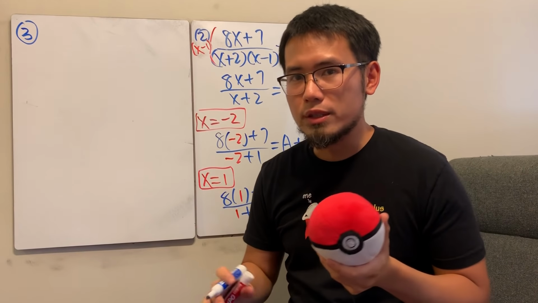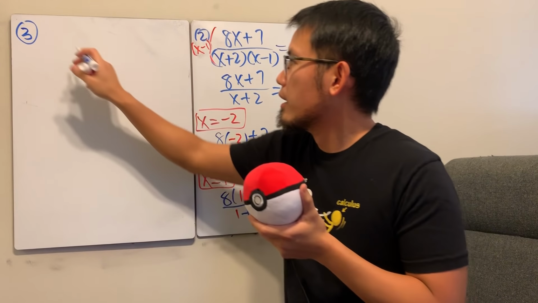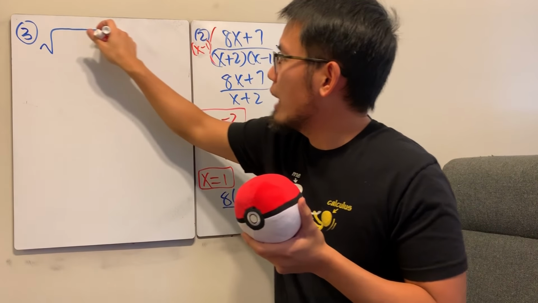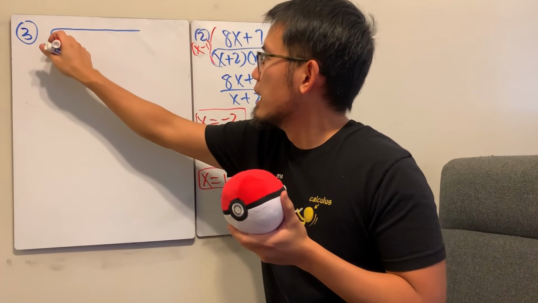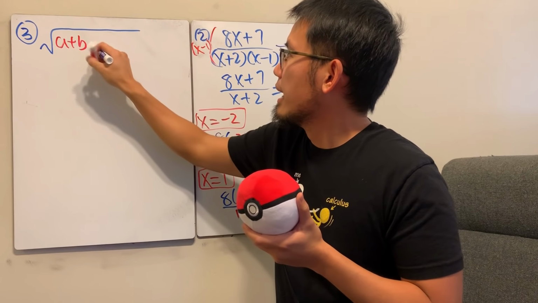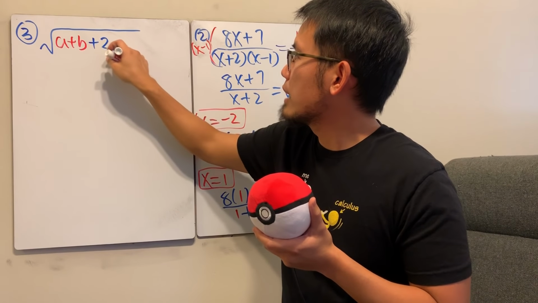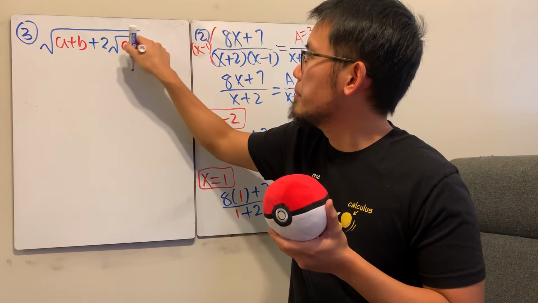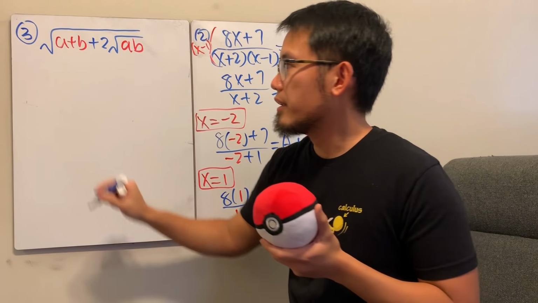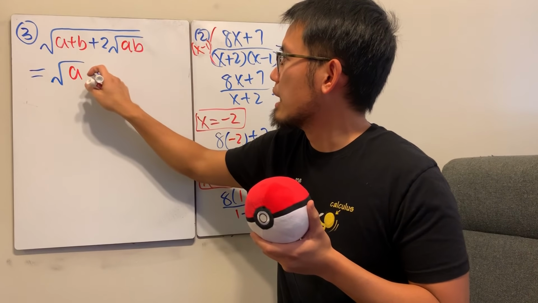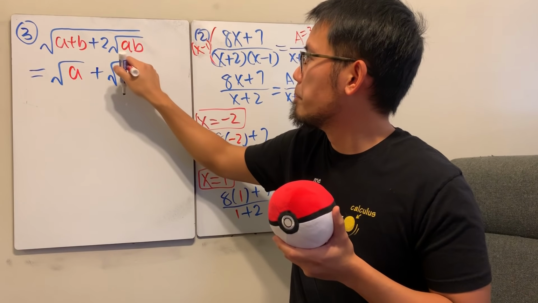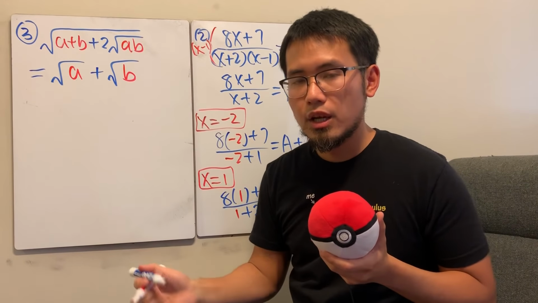This is how you deal with a nested square root. The idea is, whenever you have a square root in the following form, a plus b, and then you add it with 2 times the square root of ab, this is actually equal to the square root of a plus the square root of b.